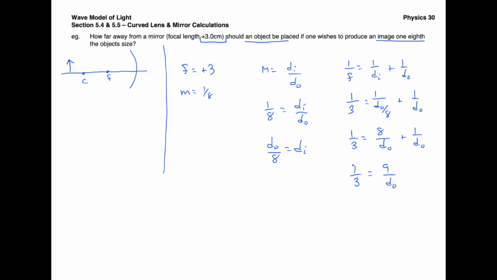And I just need to multiply my DO to this side and my 3 to the other side, and my object distance, we'll see, is going to be 27 centimeters away. Now again, that's going to be well outside of the center of curvature, and my focal length is 3 centimeters. To be outside of that center of curvature, I just need to be more than 6 centimeters away, and so that is a value that we're expecting. If you put 27 centimeters away, then you'll get that 1/8 magnification.